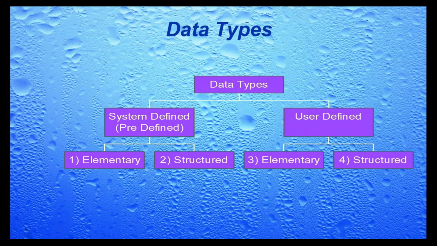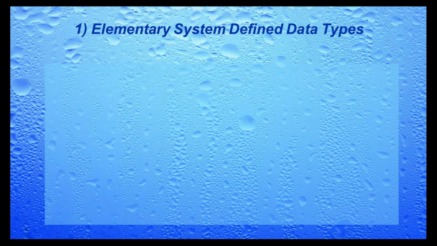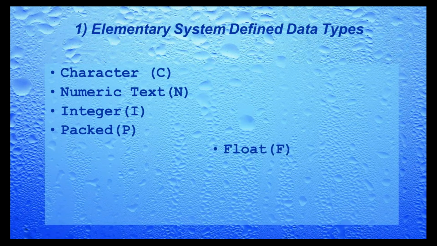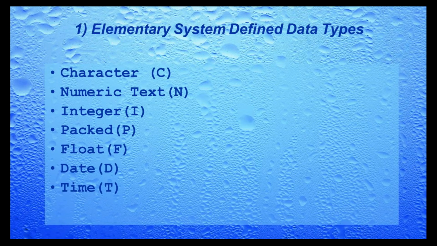Now, in data types, we'll have two kinds: system defined or predefined, and user defined. In system defined, again we'll have elementary data types and structure data types, and elementary and structure data types in user defined as well. Now, in elementary data types, we'll have character, numeric, integer, date, float, time, and hexadecimal. These are the SAP standard data types.